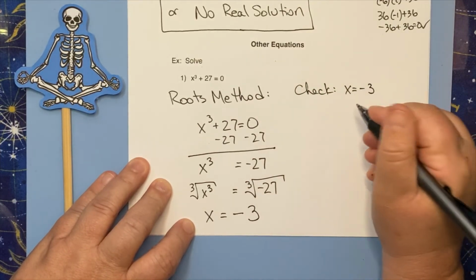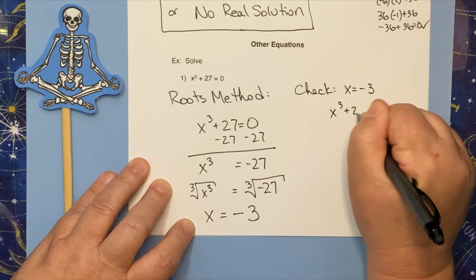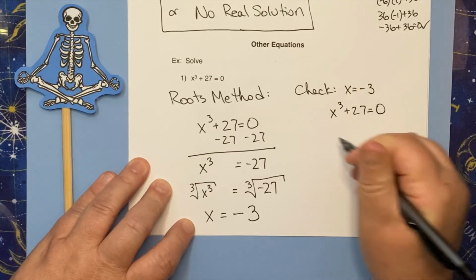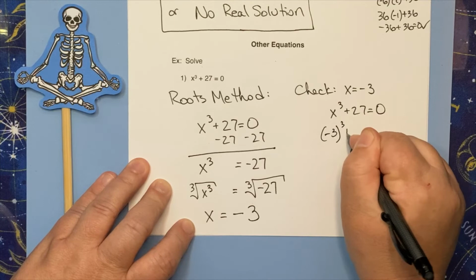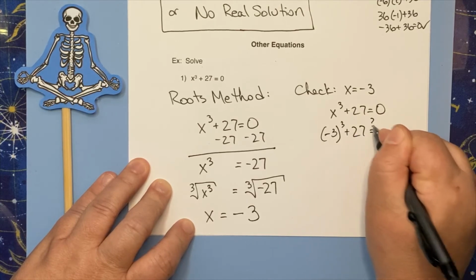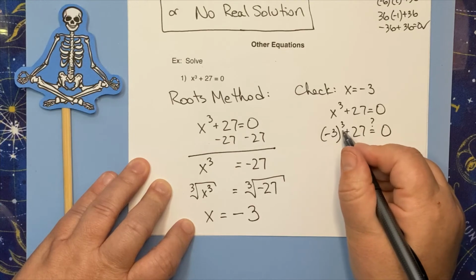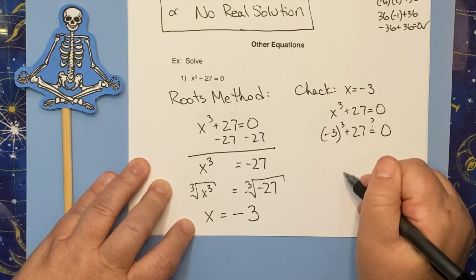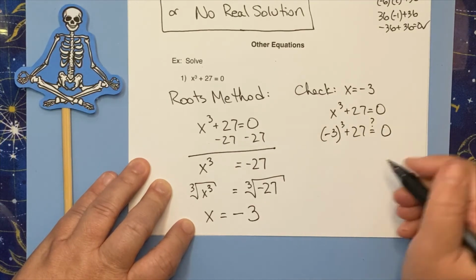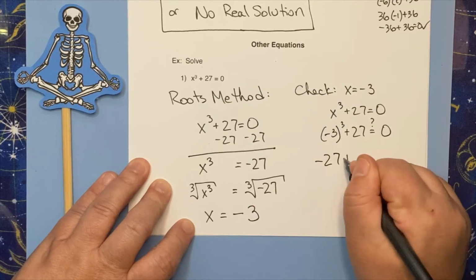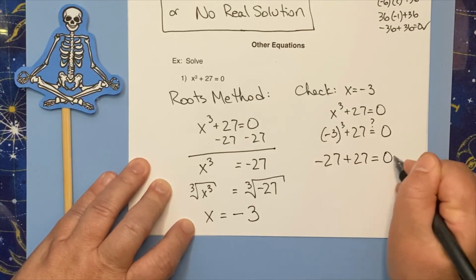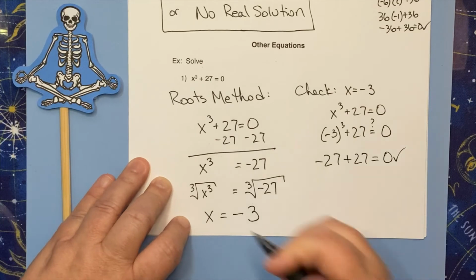X is negative 3. We've got x cubed plus 27 equals 0. Negative 3 cubed plus 27 equals maybe 0. Does it? Negative 3 cubed, negative 3 times negative 3 is positive 9, times negative 3 is negative 27. Plus 27, that absolutely does equal 0.